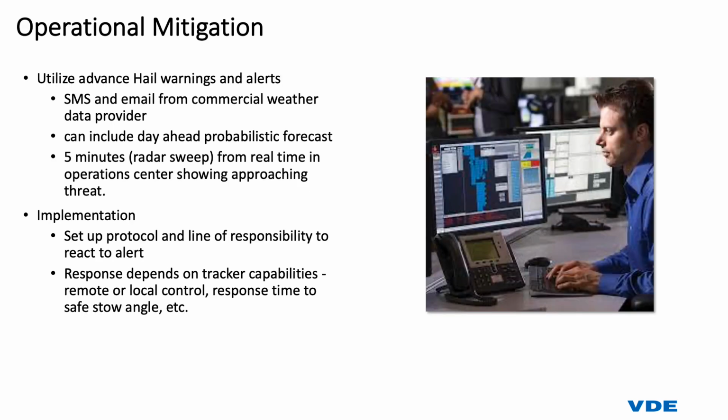Operational mitigation means that in a hail-prone region in particular, one should consider a weather alert system and an operational protocol with a clear chain of command to move the panels to safe stow angles. You should choose trackers that have a quick response to the approaching storm, and you should choose trackers and modules that safely ride out the impacts associated with that storm.